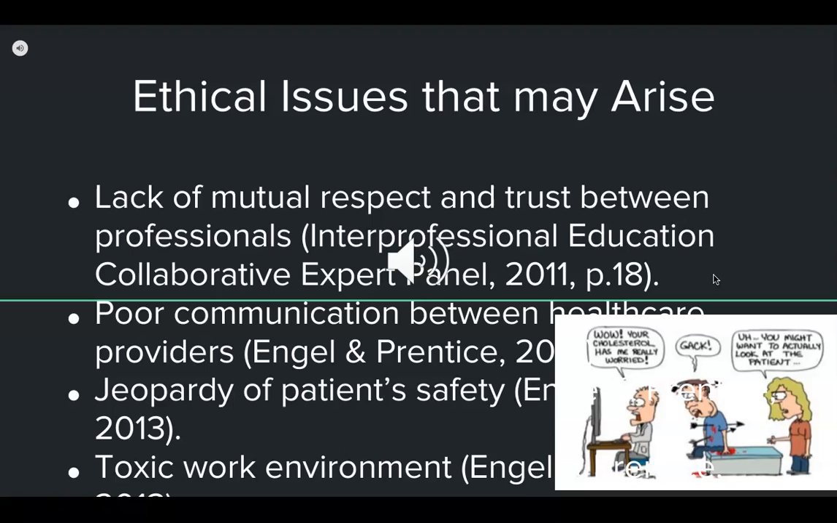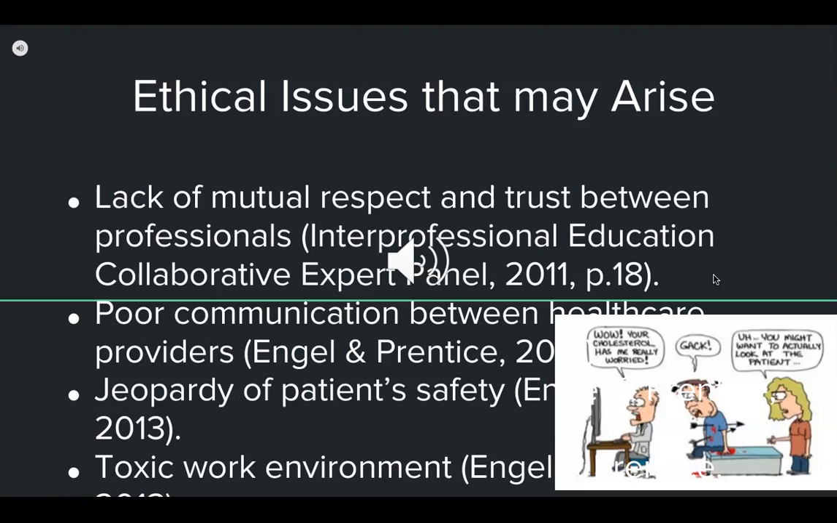And concerns about patient safety and the impact of limited or tense communication among healthcare professionals has led groups such as the Committee on Quality Healthcare in the United States to recommend cooperation, collaboration, and teamwork among clinicians in order to ensure patient safety. So it's important to focus on the safety of the patient when collaborating.